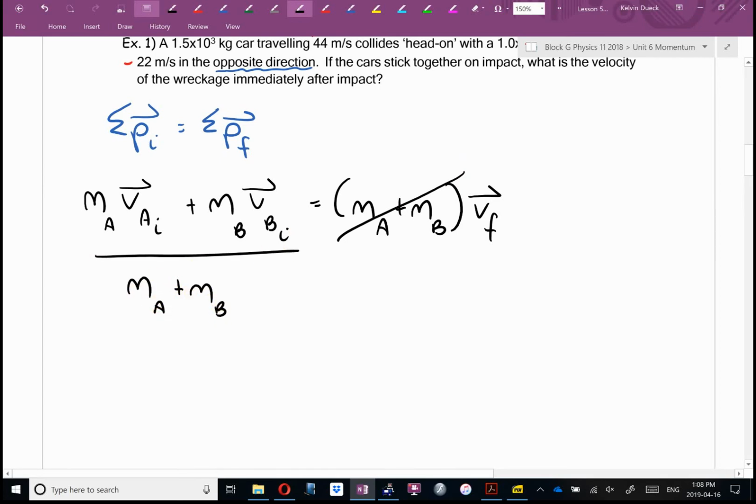Is that too much? Or we would all realize the bracket is multiplying, so we'll divide it over. I didn't feel like rewriting the whole equation just for that. On the next line, though, I am going to write the VF on the left side where I like to see it. And I think I can plug and chug now.